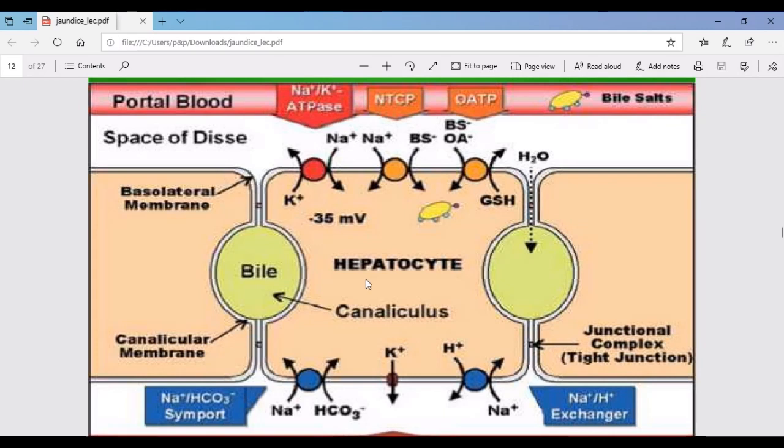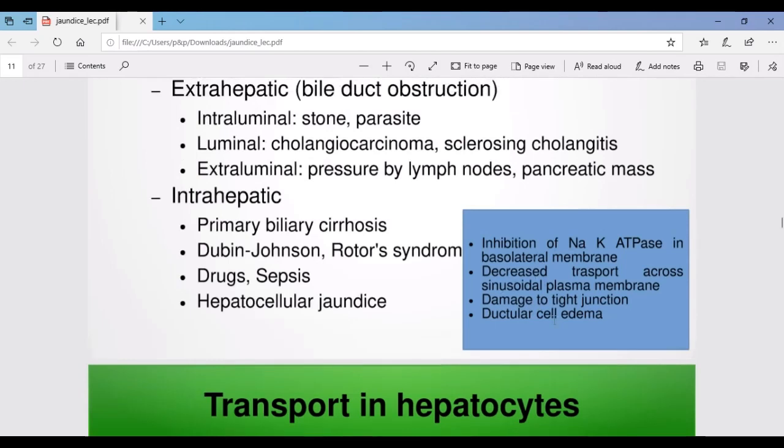And when this cell is edematous, the other cell is edematous, and these walls get towards each other, and they cause an obstruction of the bile canaliculi, but this time it's an obstruction again inside the liver, so it's again an intrahepatic cholestasis. So these were the causes: either inhibition of sodium-potassium ATPase, decreased transport across the sinusoidal plasma membrane, damage to tight junction, ductular cell edema.